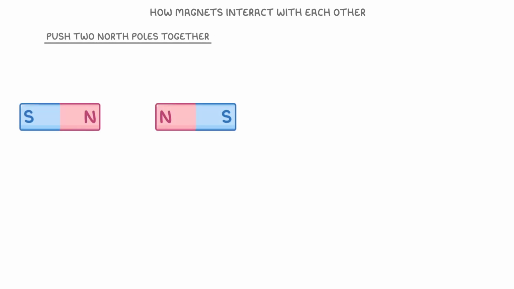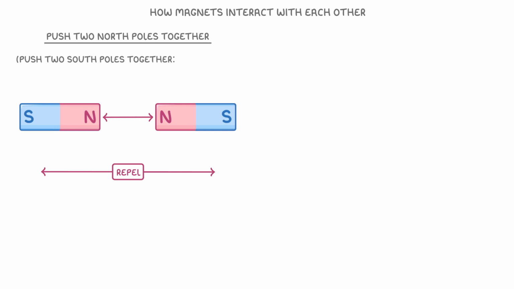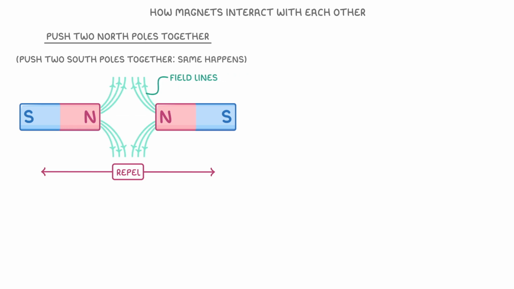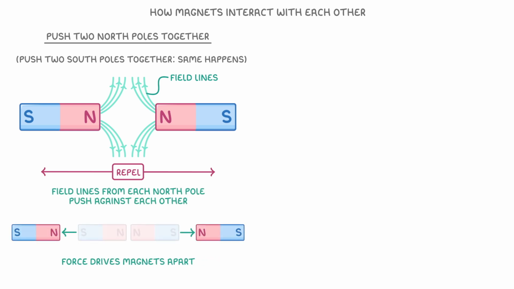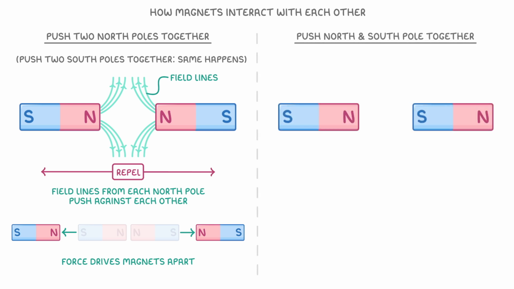Next, let's explore how magnets interact with each other. First, when you push two north poles together, they repel each other, which makes it really hard to squeeze them together. And if you try to push two south poles together, the same thing happens. We can see why if we draw the field lines between them. It's because the field lines from each north pole push against each other, creating a force that drives the magnets apart. When you push a north pole and a south pole together though, they attract each other.